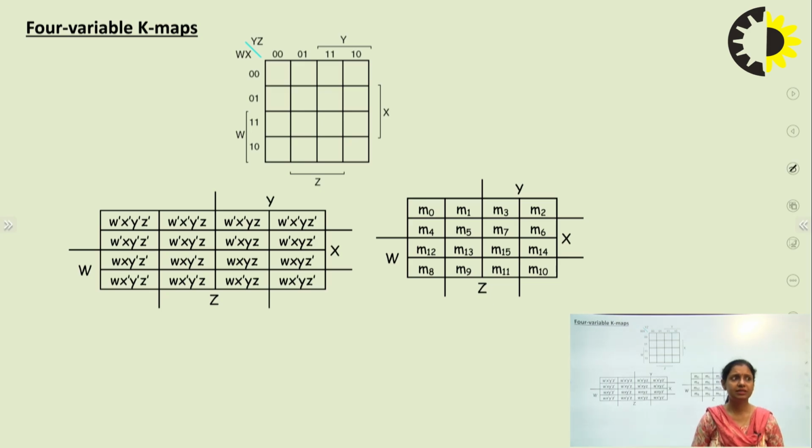So the representation of the 4 variable K-map is like this: m0, m1, m2, m3. M4, M5, M6, M7. Then we'll come back to this M8, M9, M10, M11, 12, 13, 14 and 15.